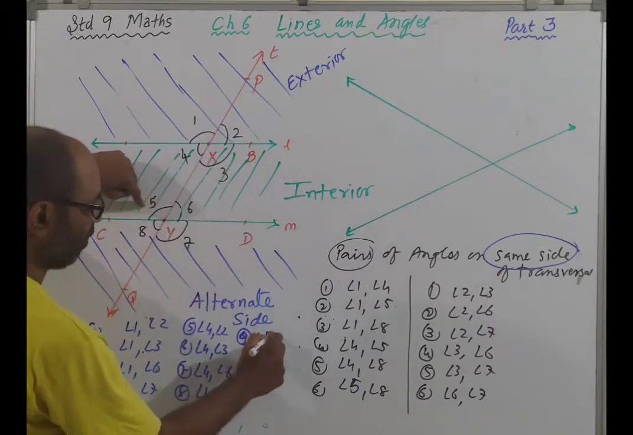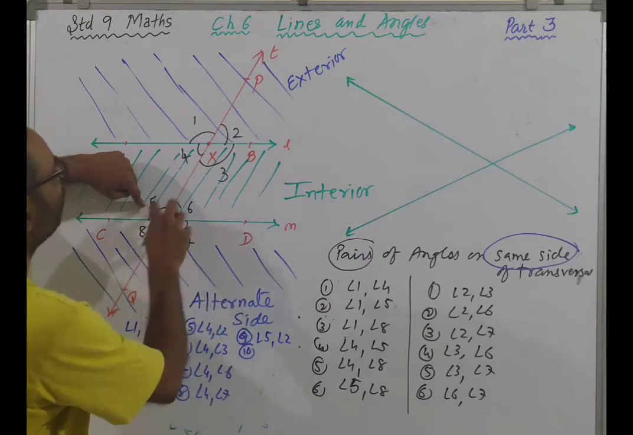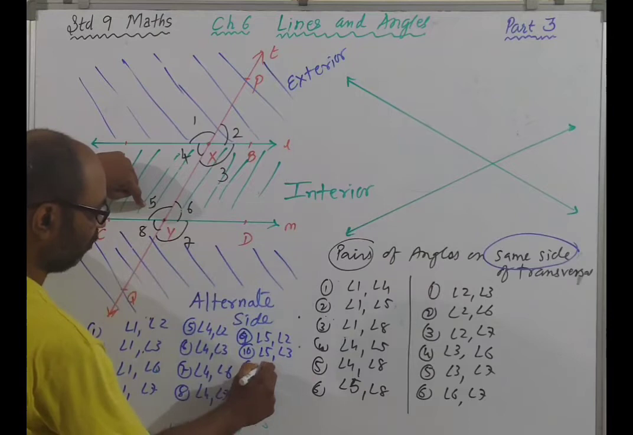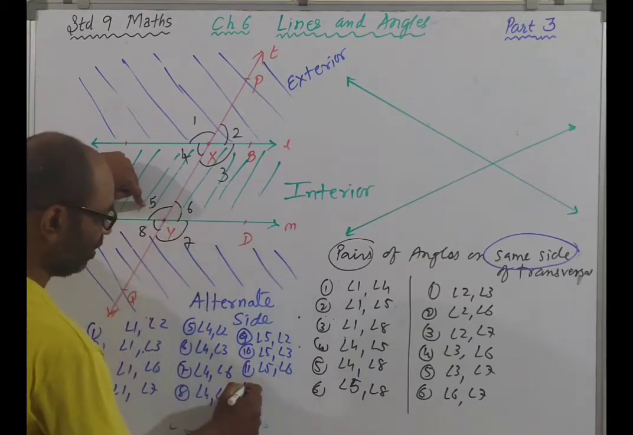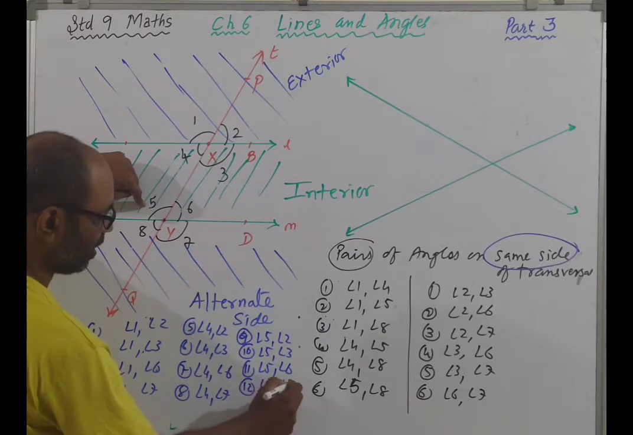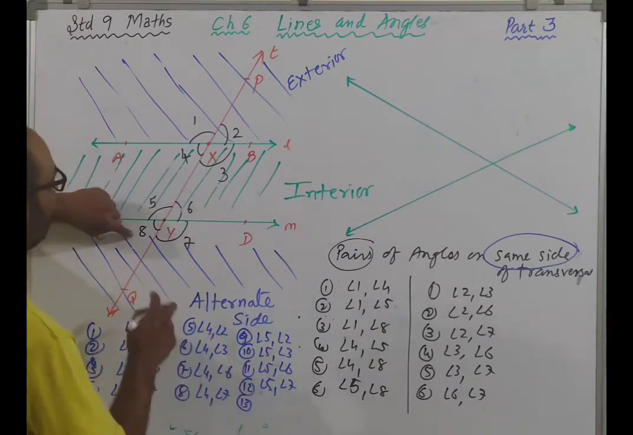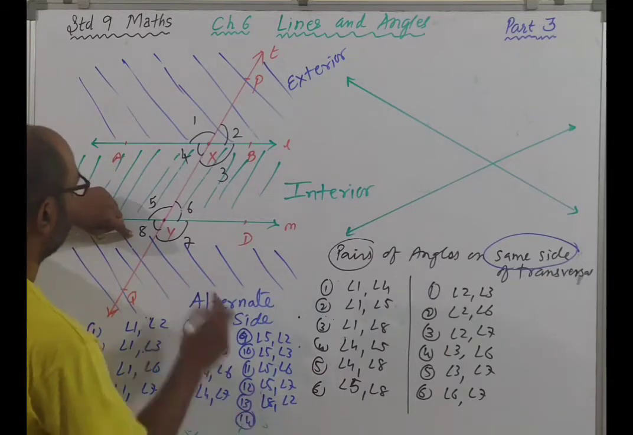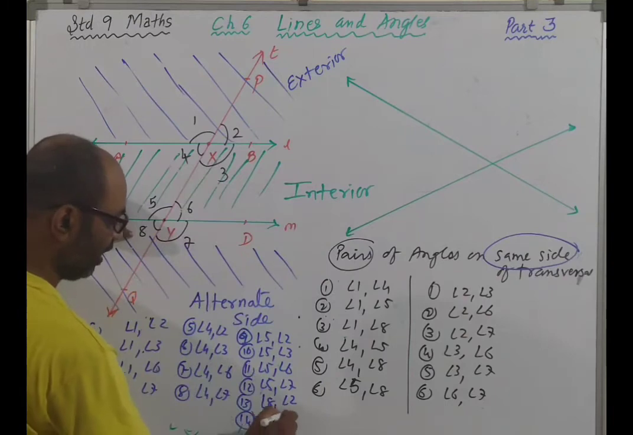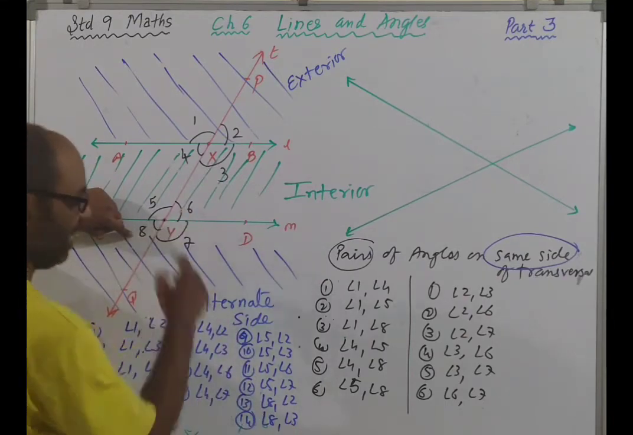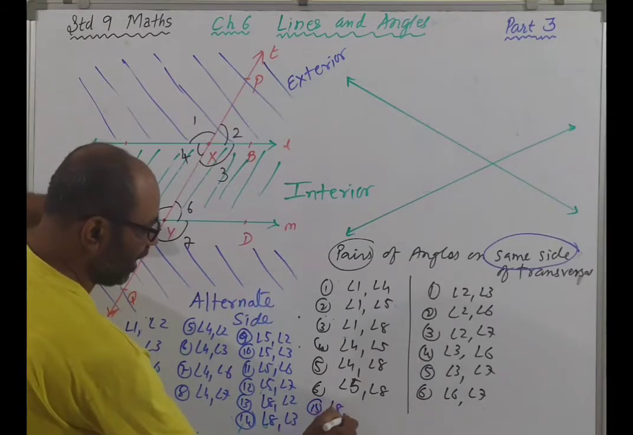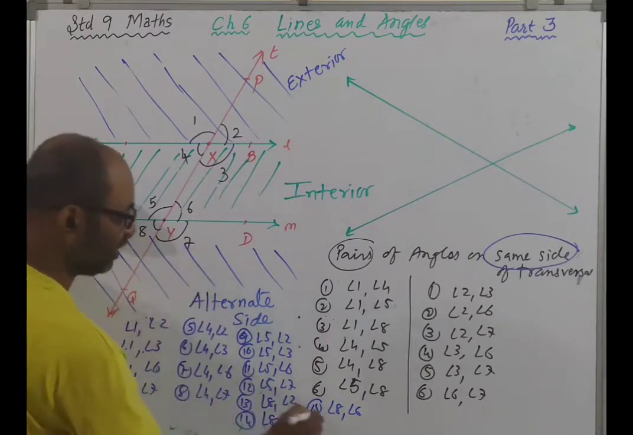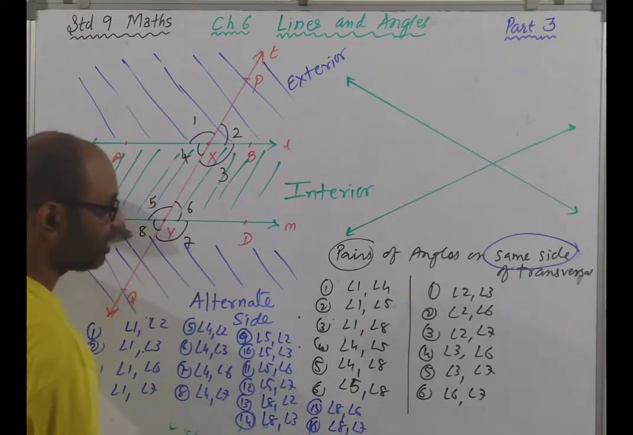5 and 2, angle 5 and angle 2. 10, 5 and 3, angle 5 and angle 3. 11, 5 and 6, angle 5 and angle 6. 12, 5 and 7, angle 5 and angle 7. 13, start with 8: 8 and 2, angle 8 and angle 2. 14, angle 8 and angle 3. 15, angle 8 and angle 6. And 16, angle 8 and angle 7.